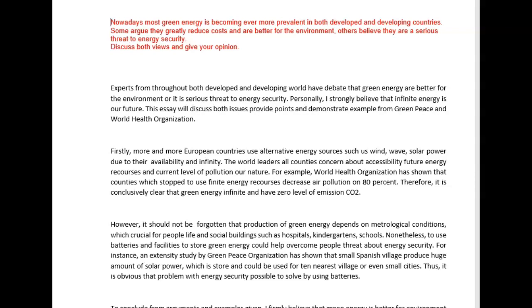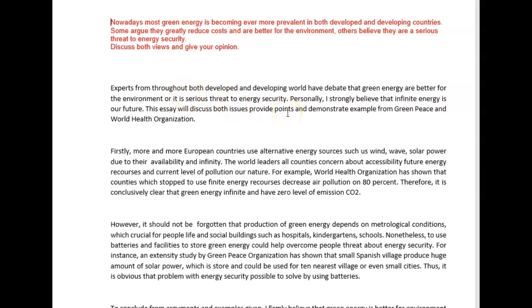Okay, so now let's take a look at this essay about green energy. Here's what you wrote. Experts throughout both the developed and developing world have debated that green energy is better for the environment. Okay, let's try it again. Experts throughout both the developed and developing world have debated whether green energy is better for the environment or if it is a serious threat to energy security.